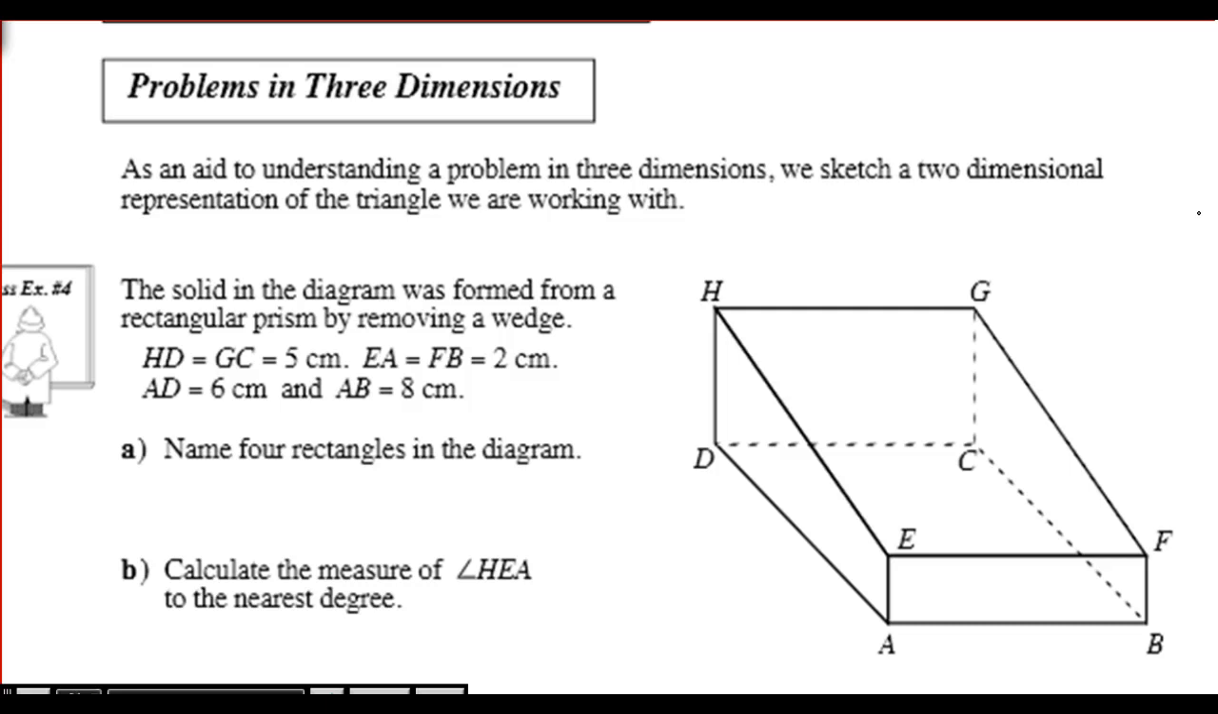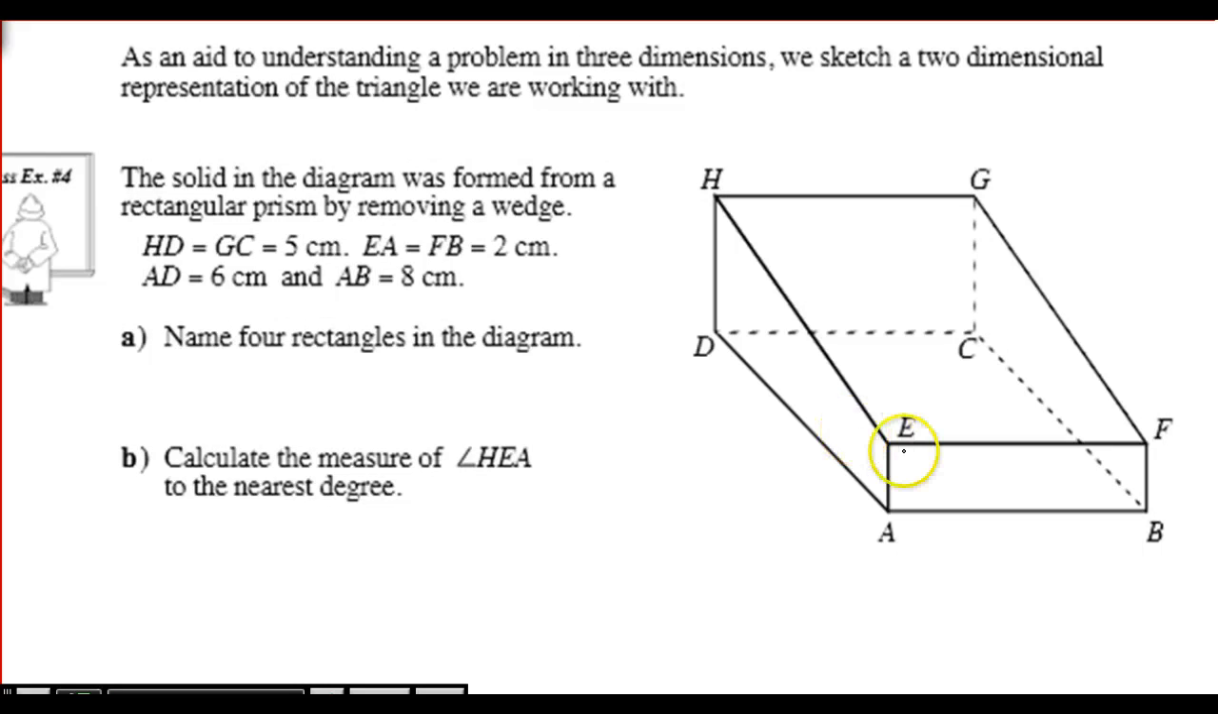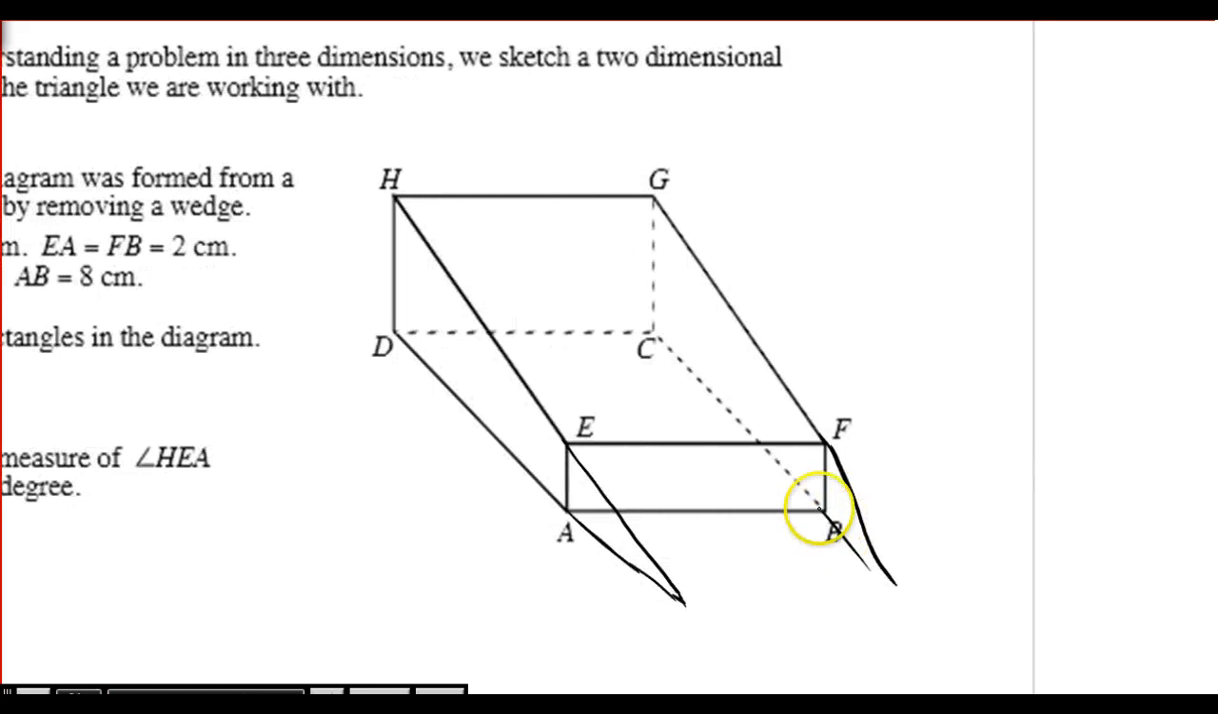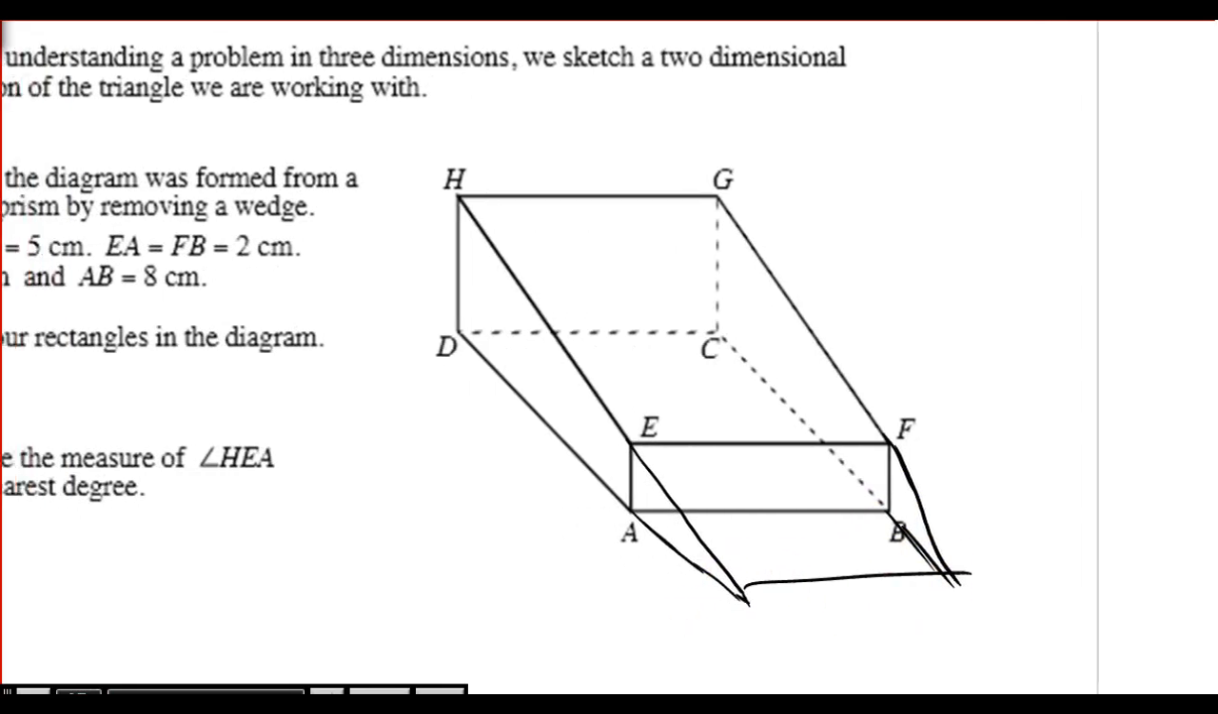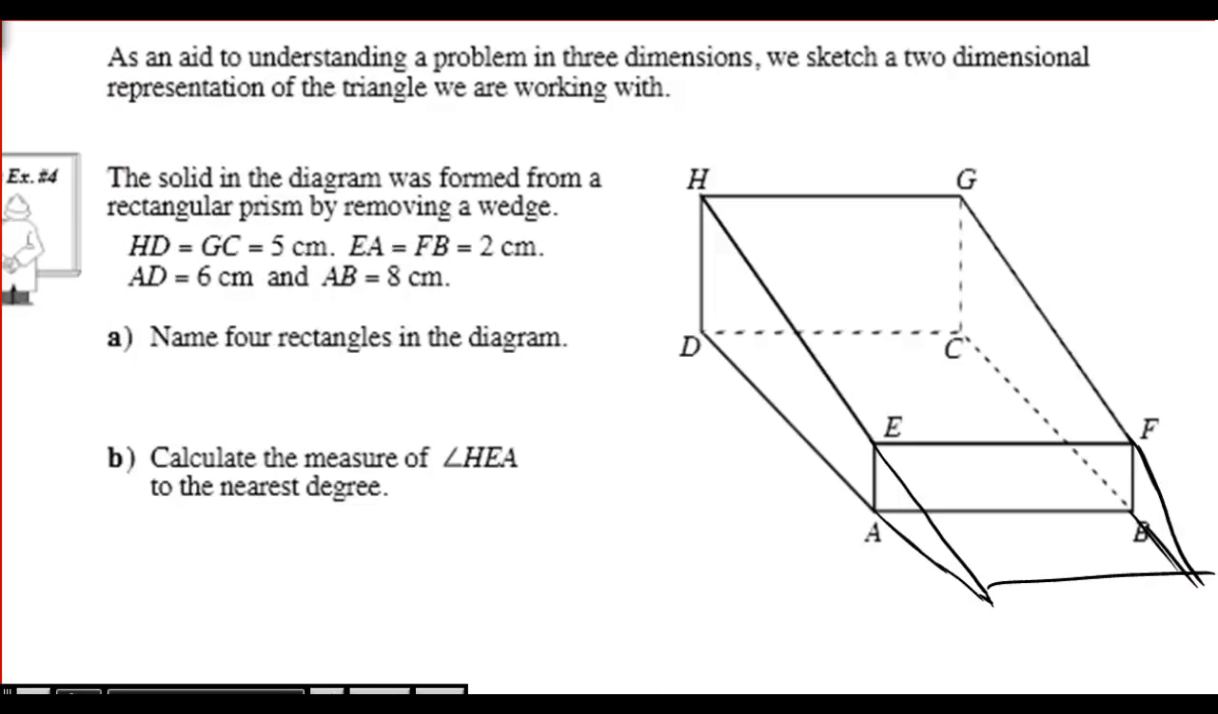Okay, so the solid in the diagram was formed from a rectangular prism by removing a wedge. So the wedge was probably kind of, if this kept going this way, this would eventually make a wedge like this. So if you can picture that wedge there, that wedge was removed. Okay, let's go ahead and do this.